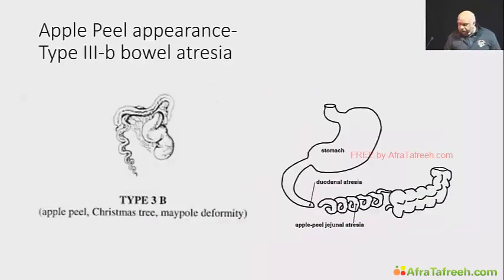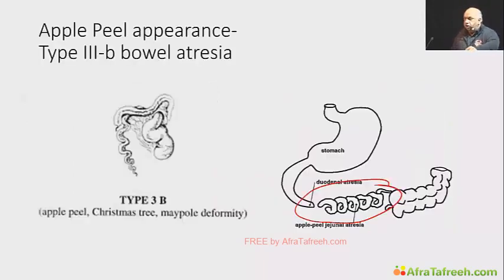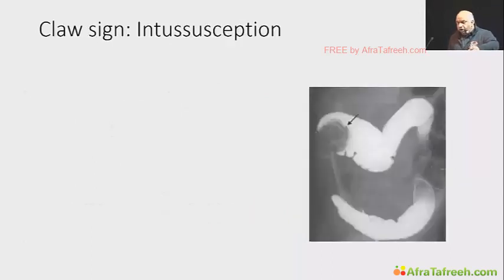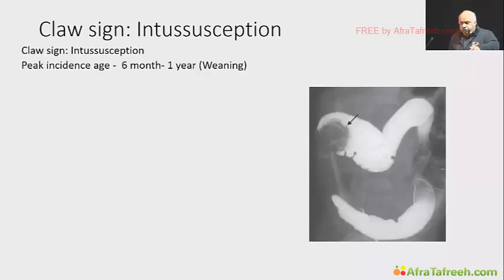Now, apple core and apple peel are different. Apple peel also is an old MCQ. Apple peel we get in bowel atresia type 3B, while apple core we get in colon cancer. So apple peel in bowel atresia type 3B. Okay? Claw sign, this was a question of this very year in NEET 22, May.